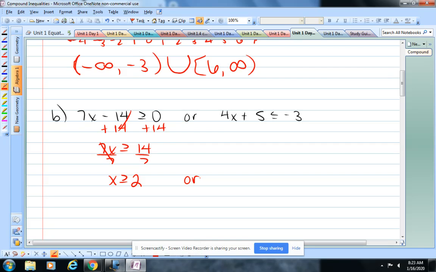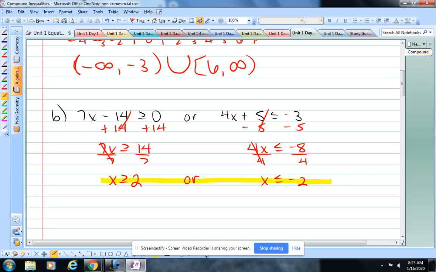And then the second inequality says 4x plus 5 is less than or equal to negative 3. How do I solve that for x? Good. Subtract 5 everywhere. So 4x is less than or equal to negative 8. Then what? Divide by 4. And x is less than or equal to negative 2. So here's my solution. x is greater than or equal to positive 2, or x is less than or equal to negative 2. Now, it's okay that the positive number's over here and the negative number's over here. That's going to fix itself out when I put them on the number line.